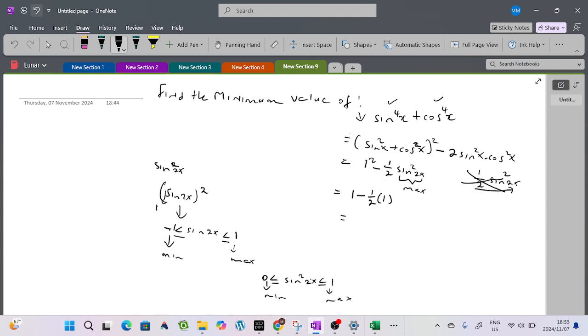So it's 1 minus half times 1. This will give you 1 over 2. So this is the minimum value.